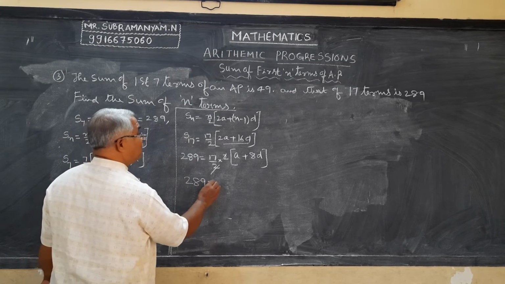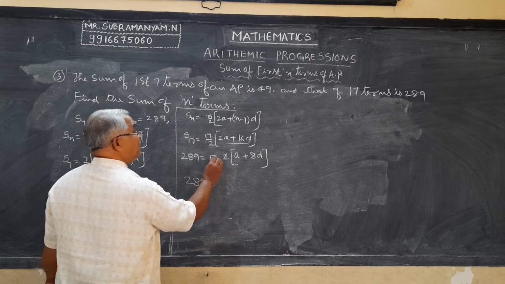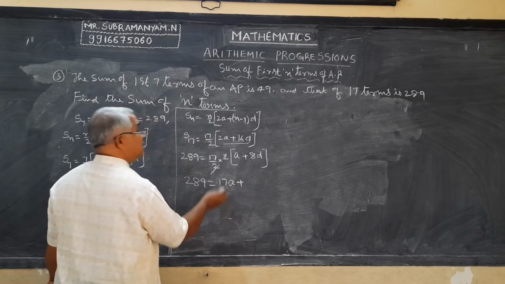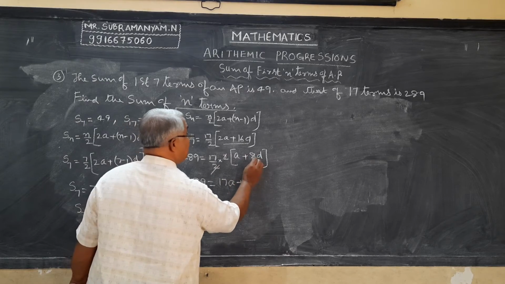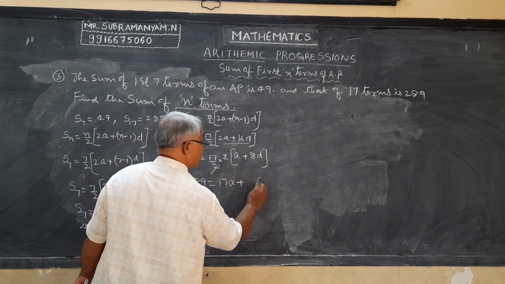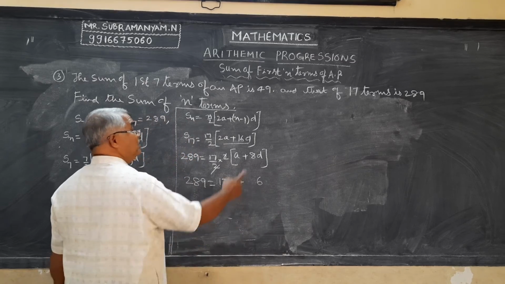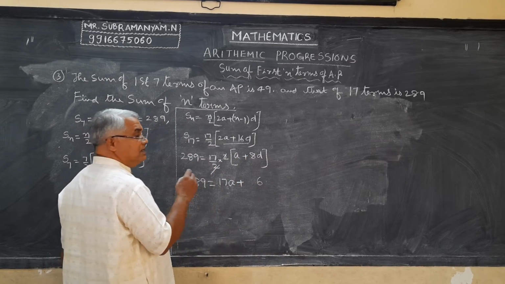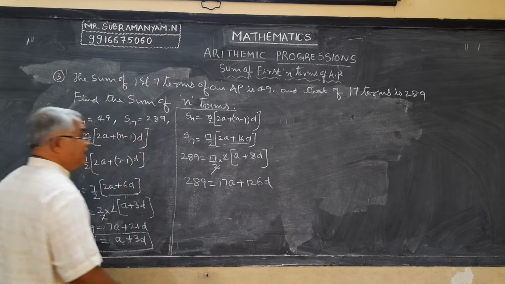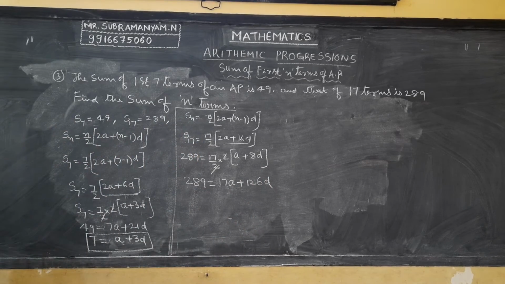289 equal to 17 into a, 17a plus 17 into 8. You have to multiply. 7 8s are 56, 7 1s are 7, 7 plus 5, 12, so 136d. Now, try to find, is there anything common in all these things?